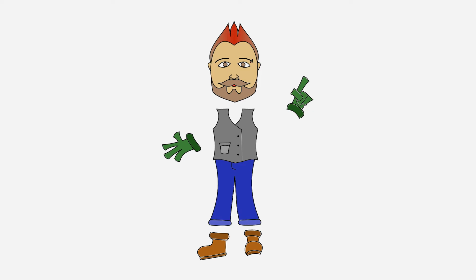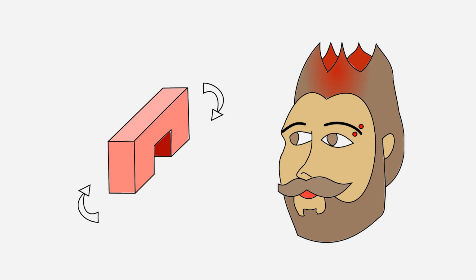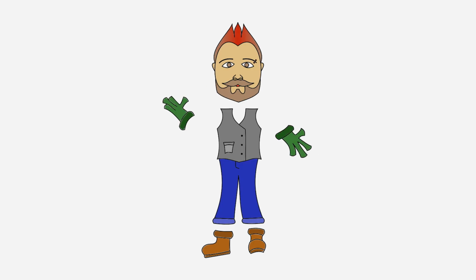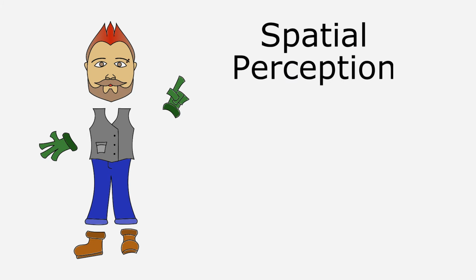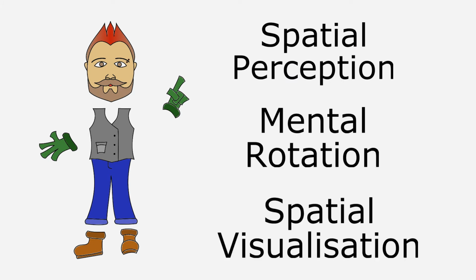You use spatial reasoning for detecting consequences of interaction between objects. You also use it for inspecting objects from different perspectives. And you use it to make visual metaphors of things that are not obviously visual. In short, spatial reasoning consists in three aspects: spatial perception, mental rotation, and spatial visualization.